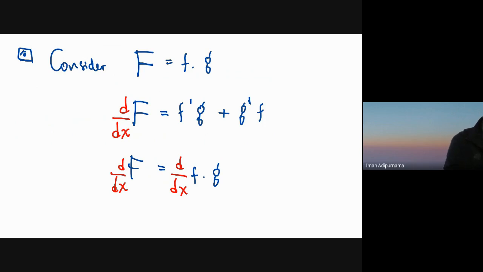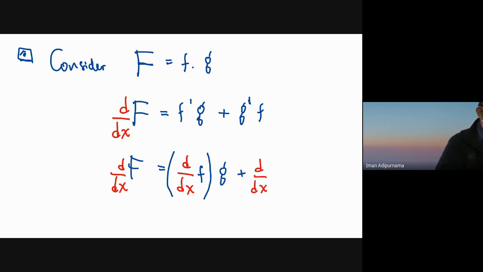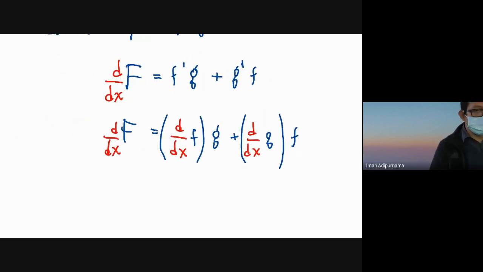Let me write in a clear way. Okay, let me write that. And then d/dx of g, and then multiply by f. Okay. And we can also write this in terms of fg, right?